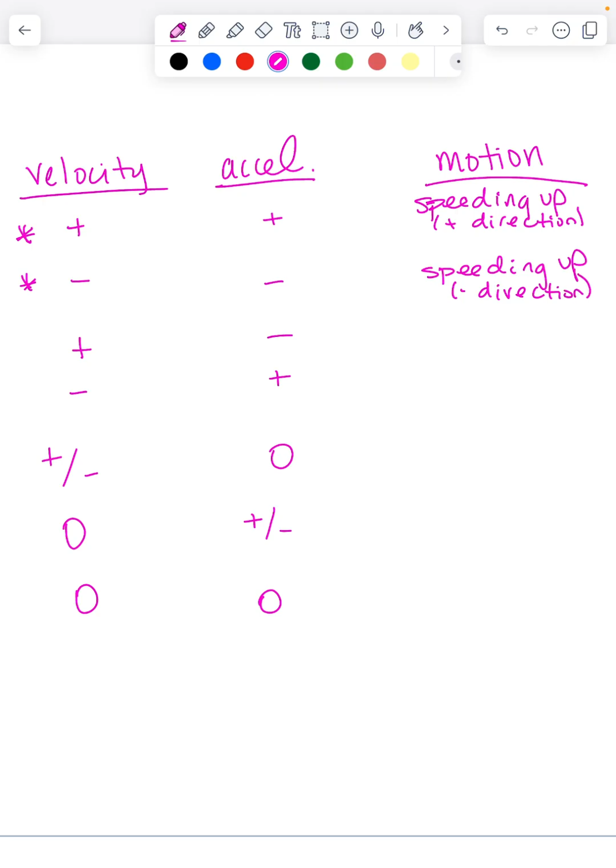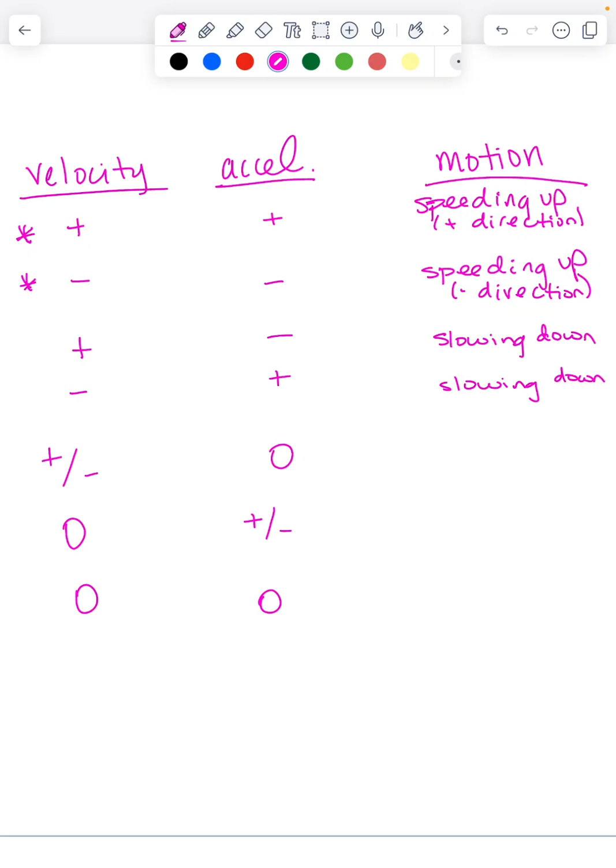All right, now if you look at the next set, these are opposite. We have a positive velocity with a negative acceleration, a negative velocity with a positive acceleration. Because those 2 things are opposite, that means that the object is slowing down. Both of those mean slowing down. So whenever you have the same signs for both velocity and acceleration, you're speeding up. Opposite signs, you're slowing down.